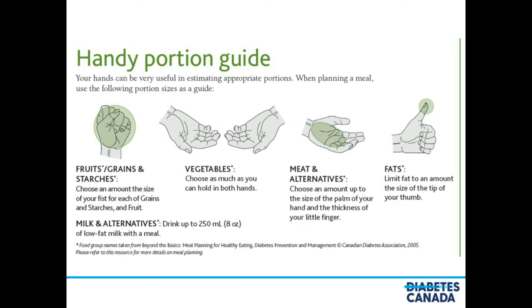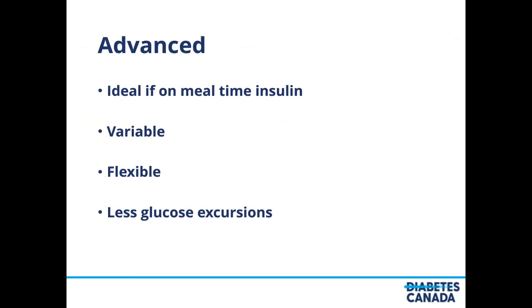All right, so let's just move on for a second here. Now that we've discussed basic carb counting and guesstimation using either your hands or a plate or both, let's move on to a little bit more advanced. This is ideal if you're on a mealtime insulin and you want to match the mealtime insulin to the amount of carbohydrate you're eating. This is very important for people that want variability and flexibility in their meals and meal times, and they want fewer peaks and valleys with their blood sugars. Now, not everybody needs to know advanced carb counting, but for the purposes of this presentation, I'm going to go through it.